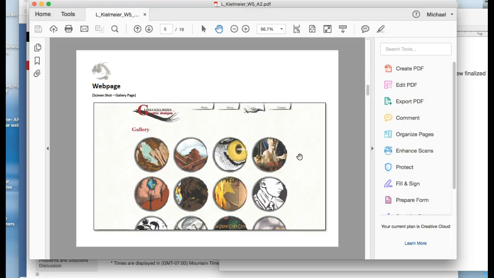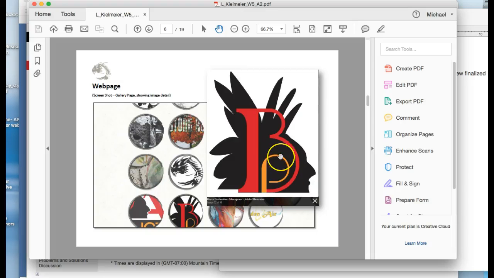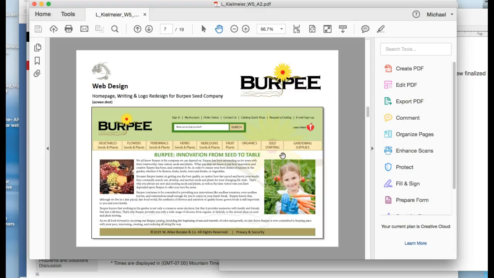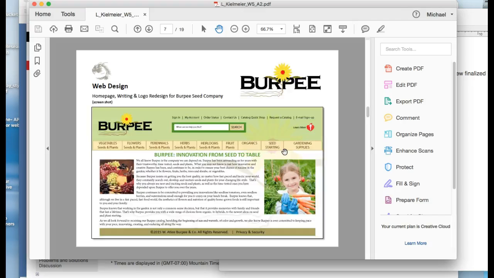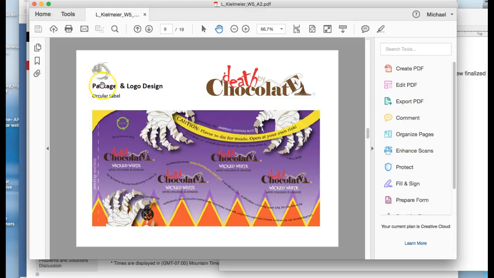I'm just saying it's probably not something that someone's going to look at in a portfolio and say, hey, wow, that is really gorgeous. Do you see what I'm saying? I hope you understand. So packaging design, this is great.